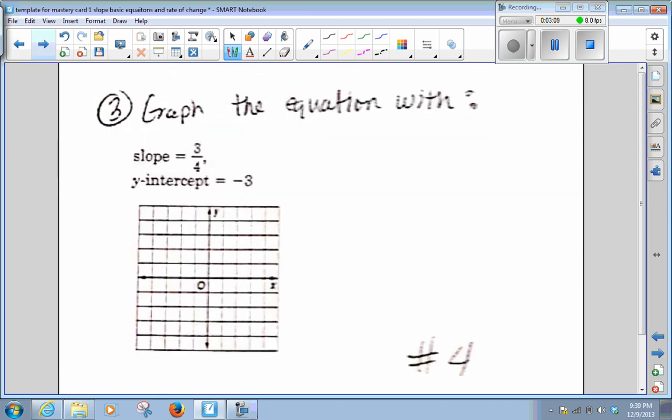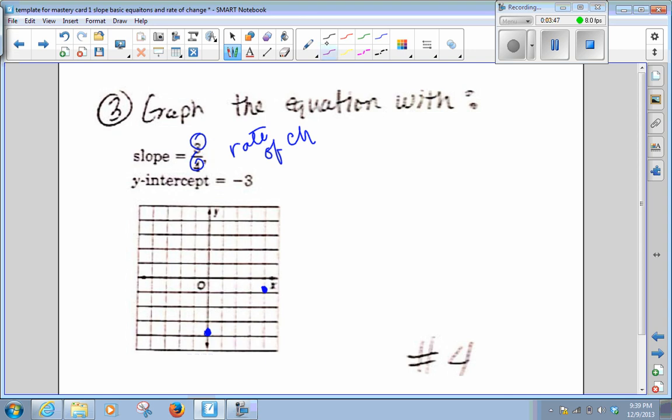Number 3, I need to graph an equation that has a y-intercept at -3 and a slope of 3/4. My y-intercept means that it's going to hit the y-axis right down here at a -3. The slope, remember, is the same thing as rate of change. The top number tells whether I'm going up or down. The bottom one says left or right. So I'm going to go up to find my next point, 1, 2, 3, and then over 1, 2, 3, 4. I know I'm going up because this is a positive 3/4.